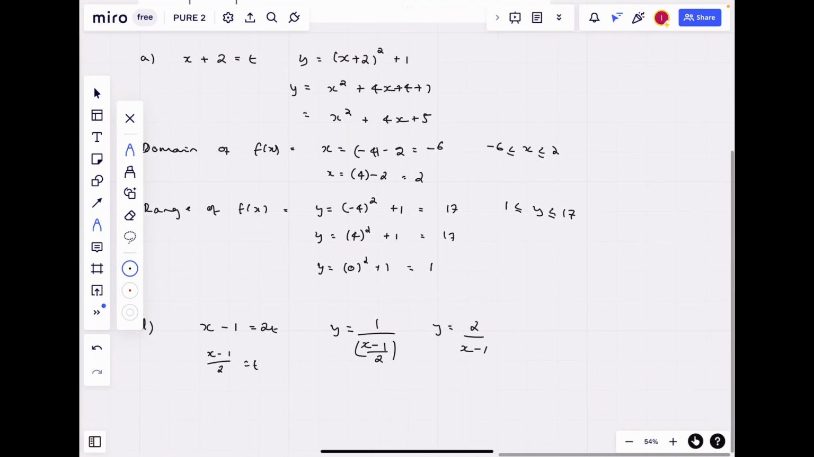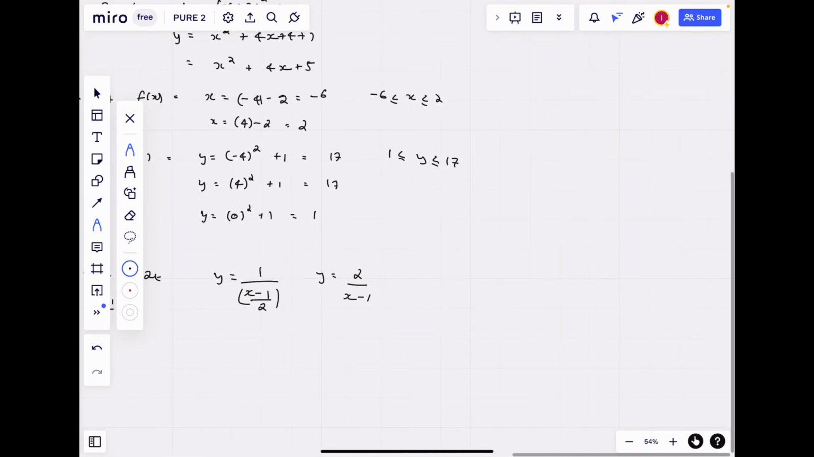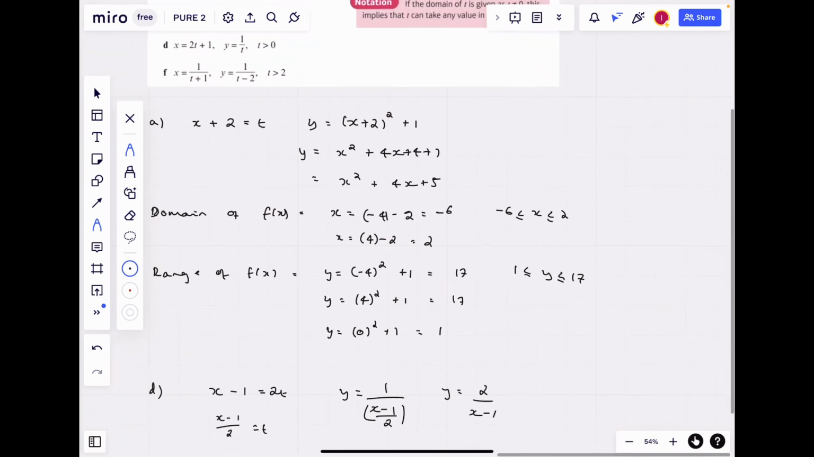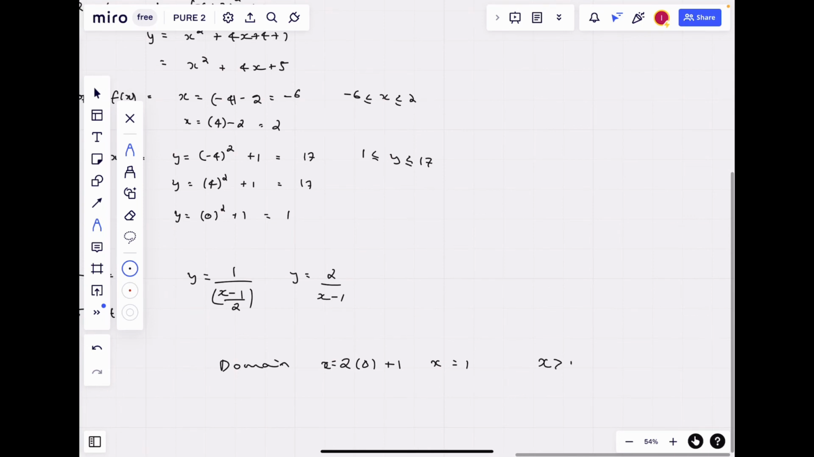For your domain, it just says t is greater than 0. So if you sub in 0 into your x parametric, so 2 times 0 plus 1, you get just 1. So anything greater than 1 is your domain. And then for the range, again, you sub in 0. 1 over 0 gives no solution. So you assume greater than 0.